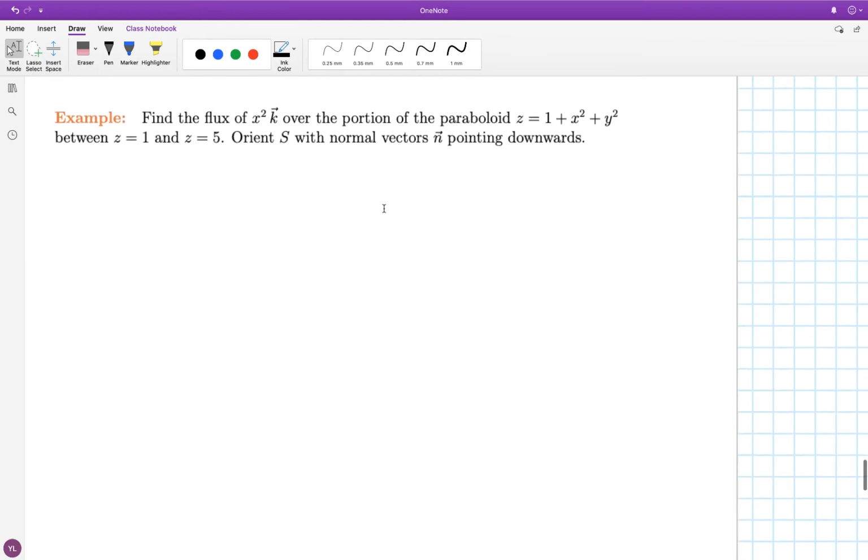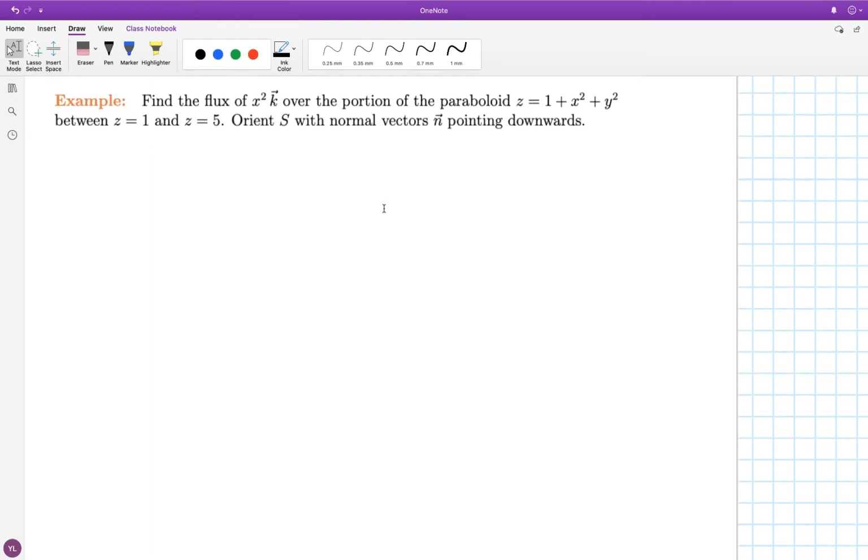So just another flux computation for practice. We've got a vector field given here, only has a k component, and then I want to parameterize this paraboloid in such a way that the normal vector points downwards.